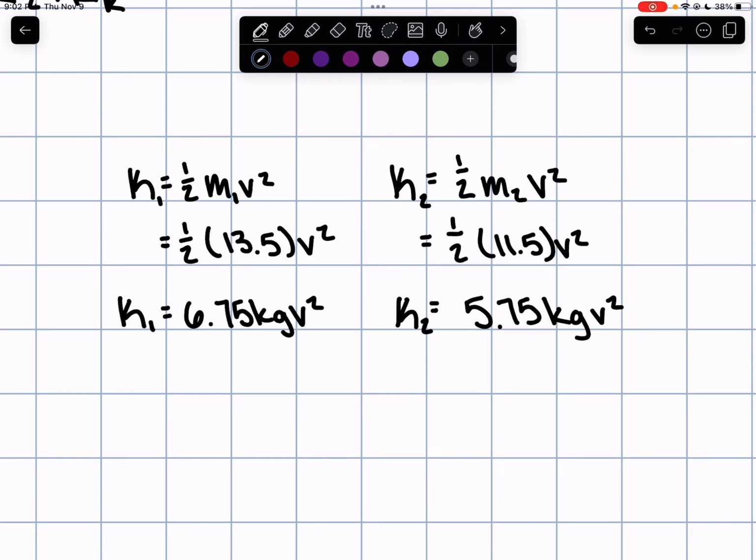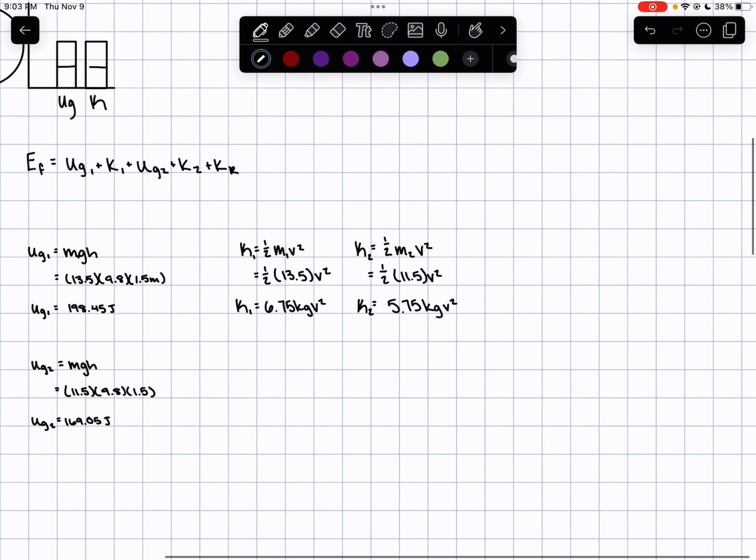For kinetic energy 1, we're going to set it equal to 1/2 mv squared. In this case, we're using mass 1, so we're going to plug in the mass, and we're going to get K1 is equal to 6.75 kilograms times velocity squared. For K2, we're going to use the same equation, this time using mass 2, and then we're going to get kinetic energy number 2 is equal to 5.75 kilograms times velocity squared.